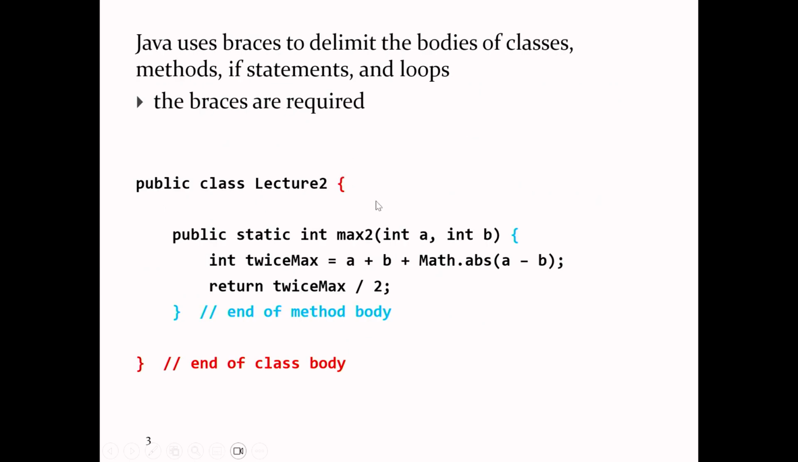Like C, Java is a brace-delimited language, so the braces define blocks, and the blocks can be nested. I've got an outer block for the class in red. Inside that block, there's a block for the method body. Inside the method body, you might have other blocks if you have a for statement or an if statement. Braces are required here, just like they are in C.